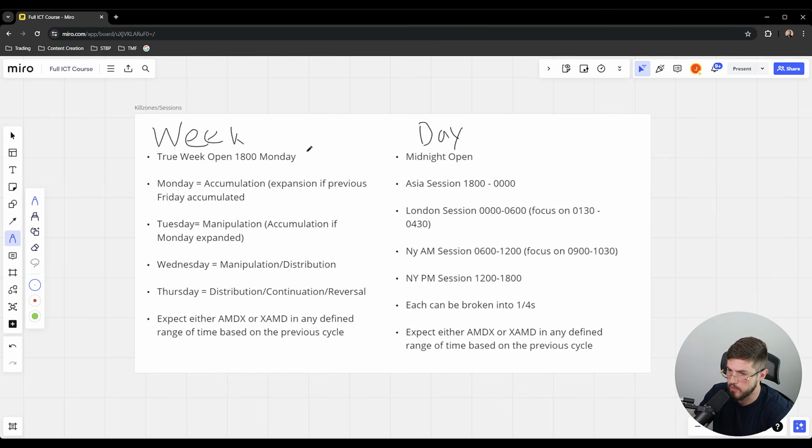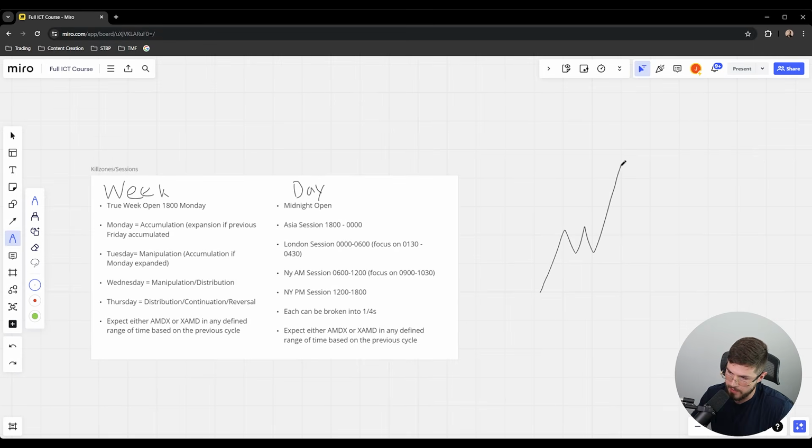So you want to see sharp moves away from this during the manipulation or distribution. Now, notice how on Monday I say it's usually going to be accumulation, but if the previous Friday expanded, for example, so let's say on Friday the market expanded, we're going to expect consolidation on Monday, and then manipulation on Tuesday, likely distribution on Wednesday, and then possible continuation if we haven't hit our higher time frame target on Thursday. Or if we have hit our higher time frame target, let's say it did, then we're going to expect that reversal on Thursday. But the key I want you to understand here is expansion if Friday accumulated.